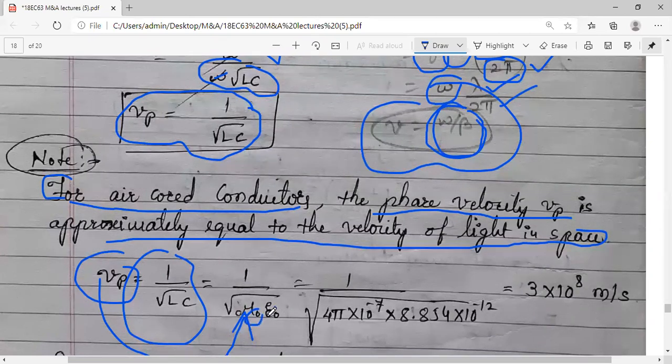This is for air core, that's why we are taking mu naught epsilon naught. Otherwise, we would have taken simply mu and epsilon. So substitute the values. 1 divided by root of mu naught, which is 4 pi into 10 to the power of minus 7, epsilon naught is 8.854 into 10 to the power of minus 12. If you use your calculator, you will get something like 2.999, about 3 into 10 to the power of 8 meters per second. This is for air core conductors. The velocity is approximately equal to small c, velocity of light.